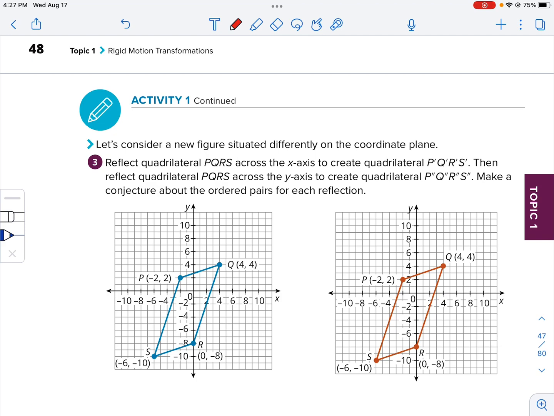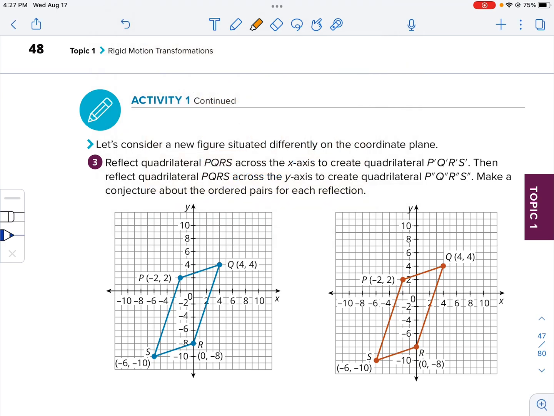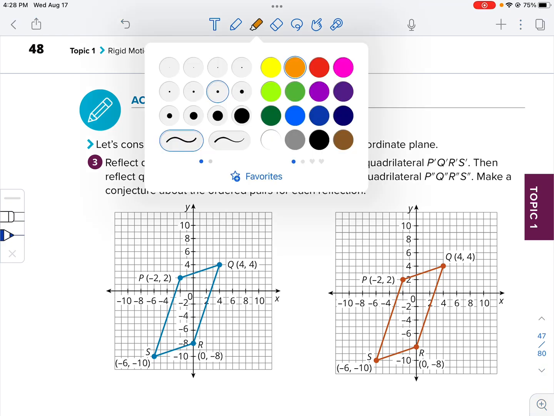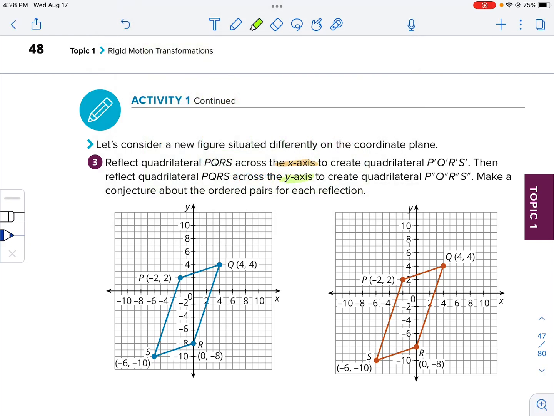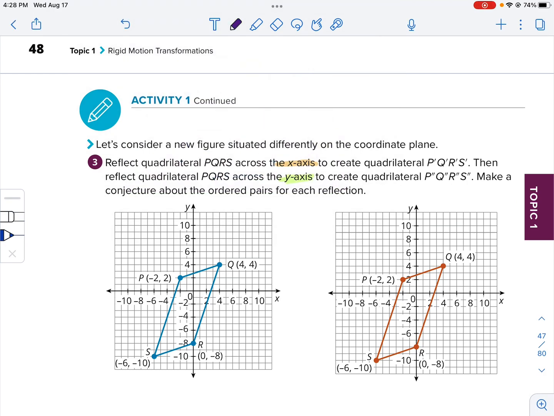So let's consider a new figure situated differently on the coordinate plane. We're going to reflect. It says we're going to reflect over the x-axis. Then we're going to reflect over the y-axis. Okay. Now, I'm going to use blue, that's the color it's given. So, I'm going to go over the x-axis.